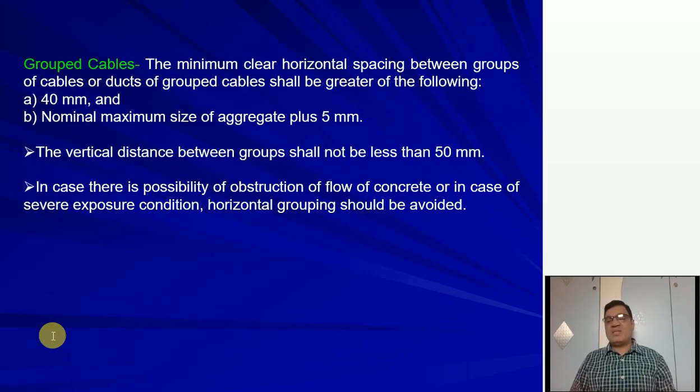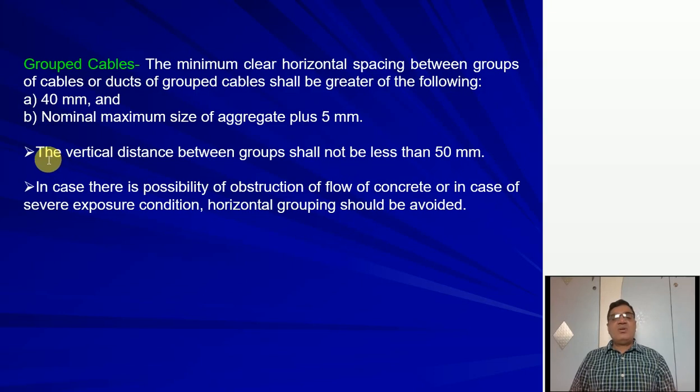Now, grouped cables. If the cables are provided in groups, then what is the criteria? The minimum clear horizontal spacing between groups of cables or ducts of grouped cables shall be greater of the following: A. 40 mm, B. nominal maximum size plus 5 mm. Okay, so this is for group cables.